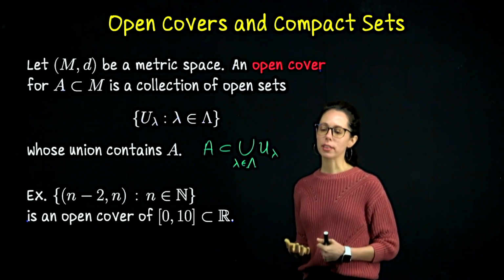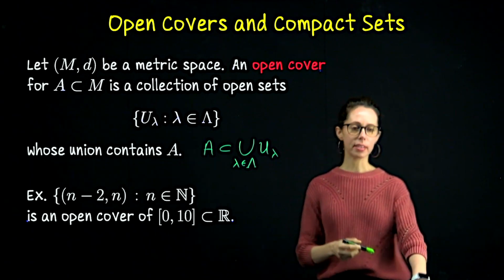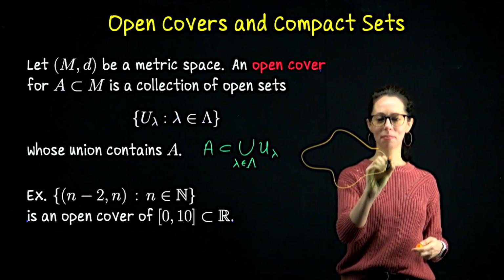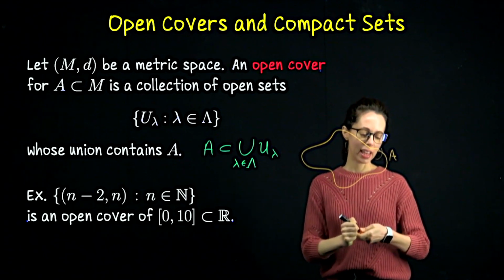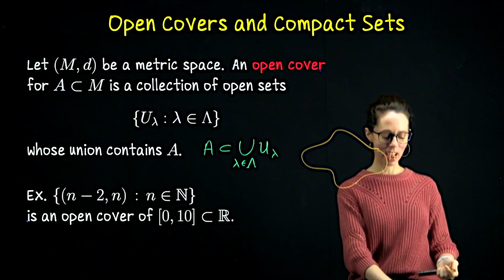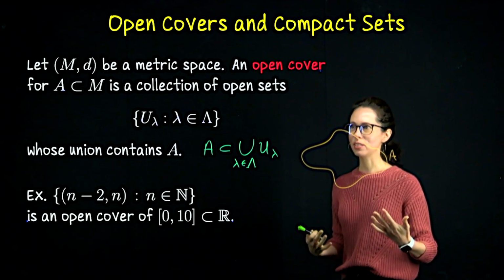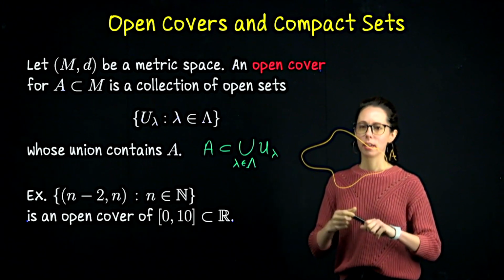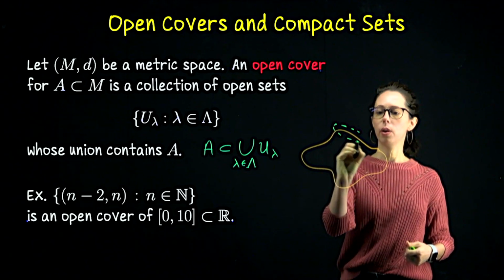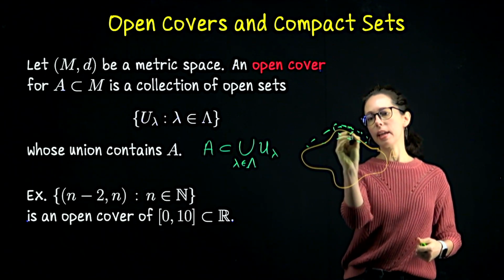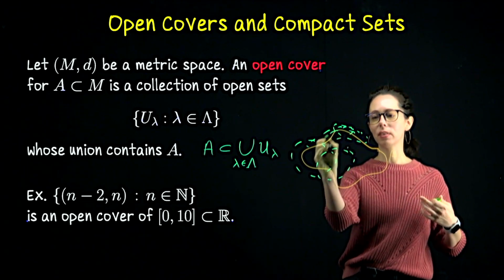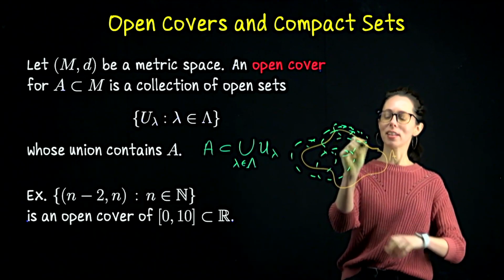Visually, I like to imagine this as A is a set. So here's a set. And I have this way of thinking of these open sets as little blankets, or sometimes I call them pancakes. And they are just open sets covering A. So I think it's helpful to kind of literally picture them as covering the set, like a blanket.